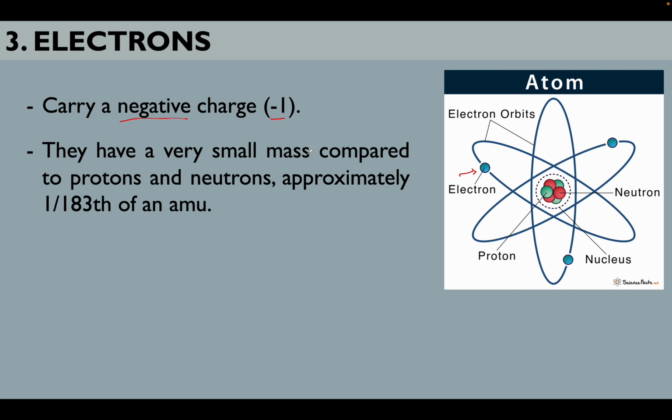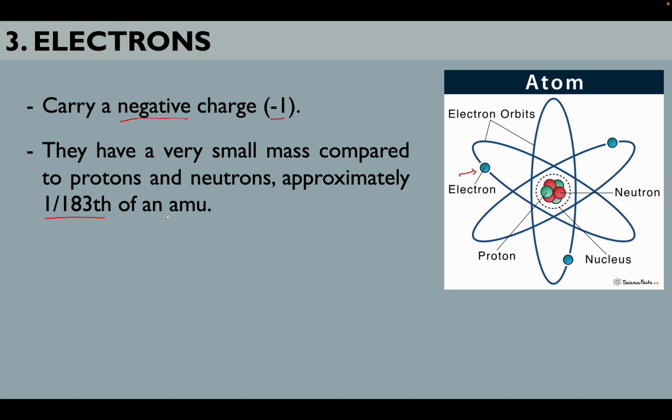So, the electron has a very small mass compared to the protons and the neutrons. The mass of an electron is approximately 1 over 1,836 of an atomic mass unit. So the electrons are very light compared to the protons and the neutrons.